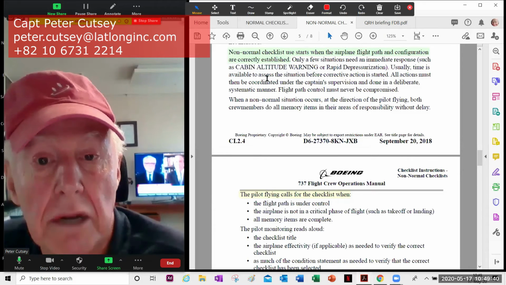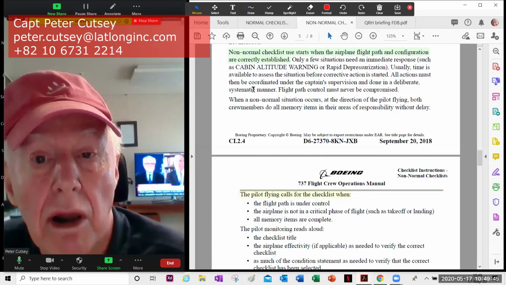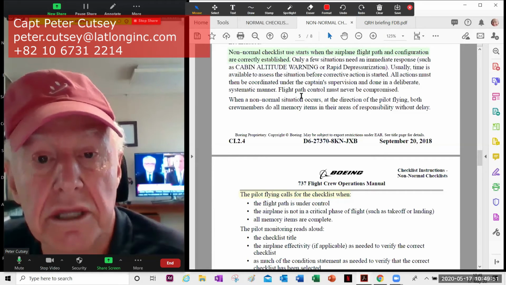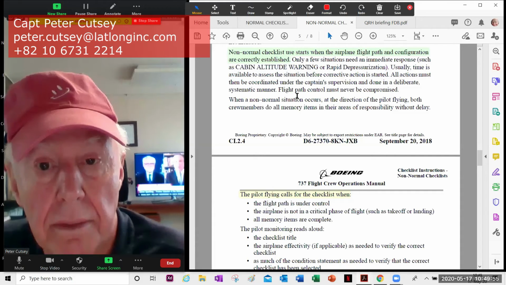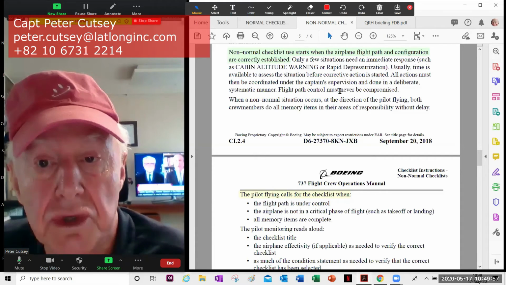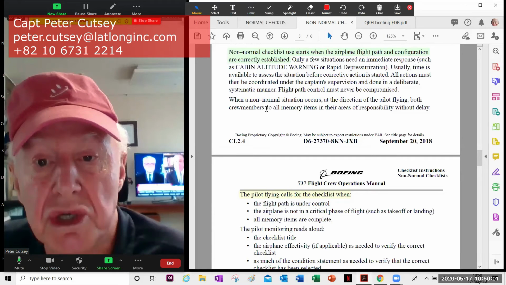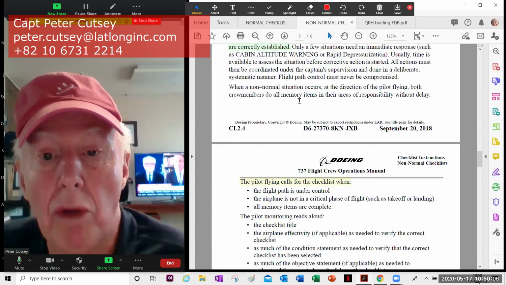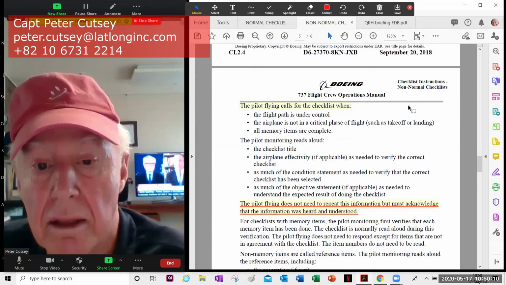Usually, time is available to assess a situation before corrective action is started. All actions must then be coordinated under the captain's supervision and done in a deliberate, systematic manner. Flight path control must never be compromised. When a non-normal situation occurs, at the direction of the pilot flying, both crew members do all memory items in their areas of responsibility without delay.